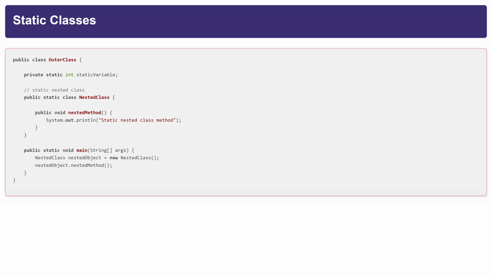In this example, we have a static nested class named nested_class defined inside the outer class. The nested class has a method named nested_method, which prints "static nested class method" to the console. In the main method of the outer class, we create an instance of the nested class and call its nested method. When we run the program, it will output "static nested class method".